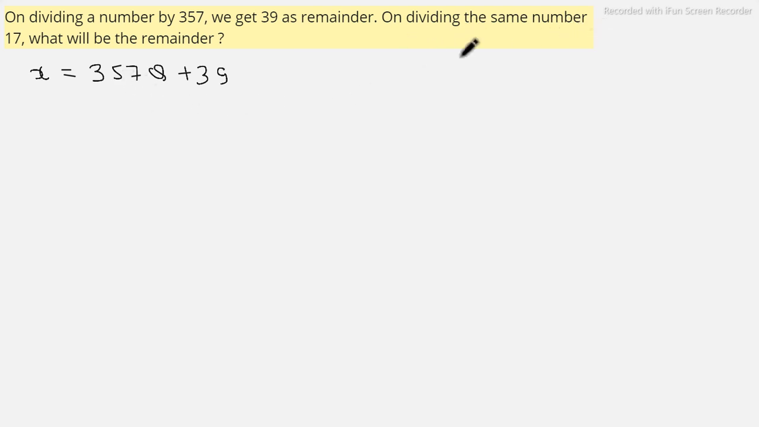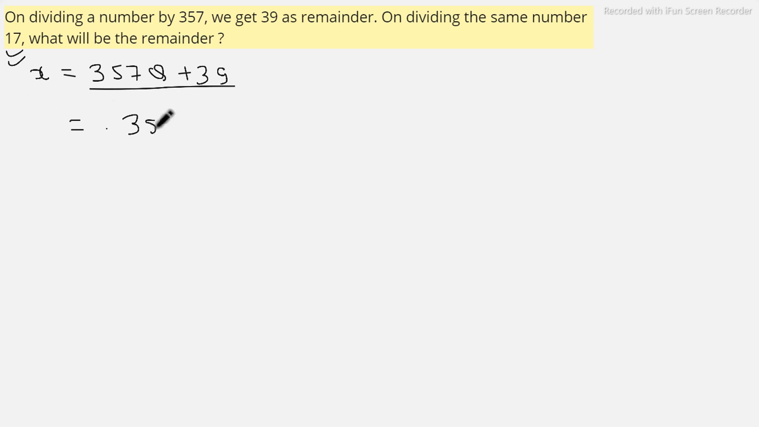Now, on dividing the same number by 17, what will be the remainder? So if the same number is divided by 17, what will be the remainder? When we divide it by 17, we'll try to formulate this equation in terms of the number 17. So how can we do that? We'll just take 17 common. But before taking common, just make it like this.